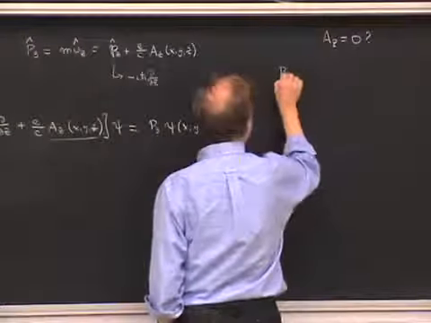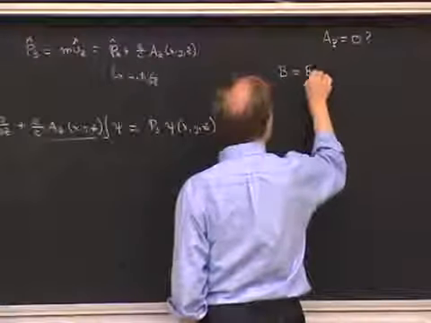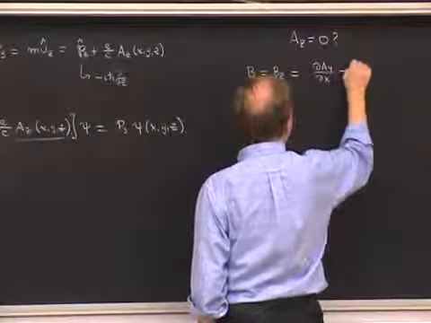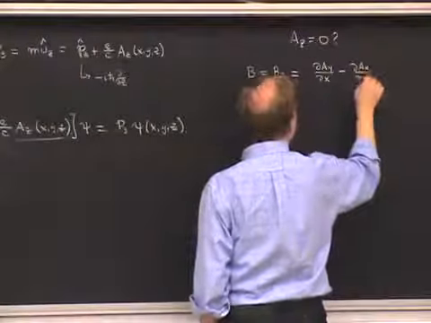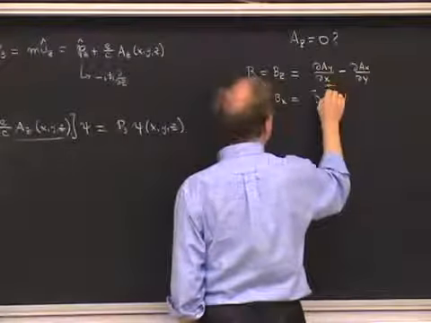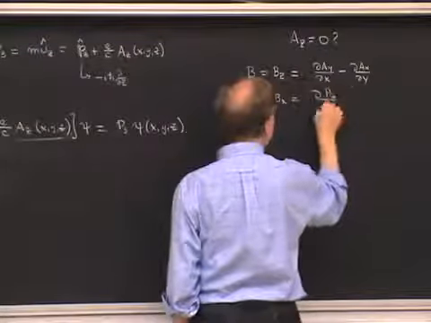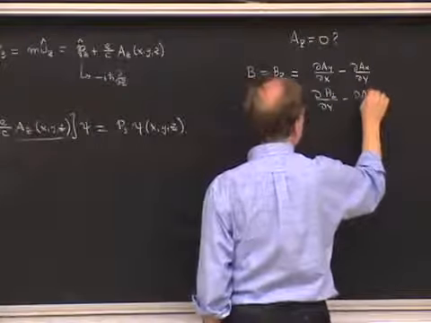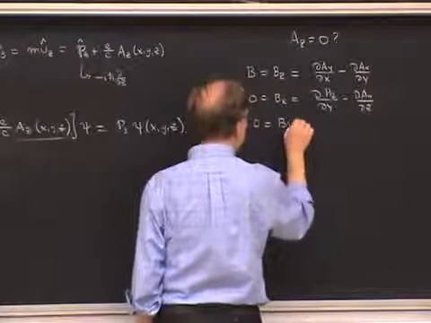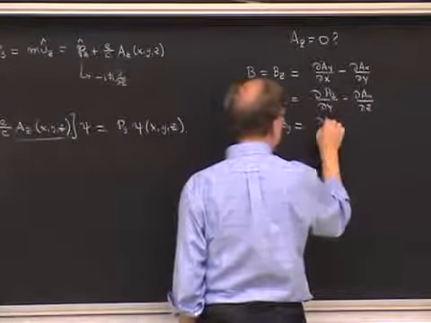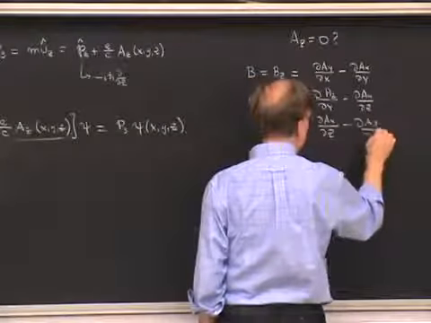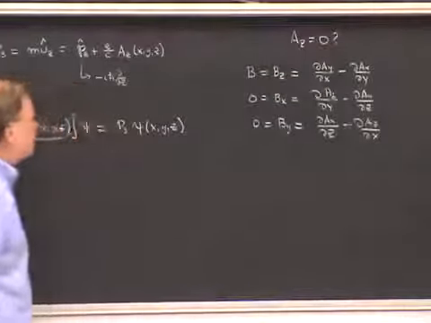If we take the z component, we have Bz, which is partial Ay with respect to x minus partial Ax with respect to y. Just write out the full equations. 0, which is Bx, is equal to partial Az with respect to y minus partial Ay with respect to z. And 0, which is By, the third component, is equal to partial Ax with respect to z minus partial Az with respect to x, just writing out the curl.